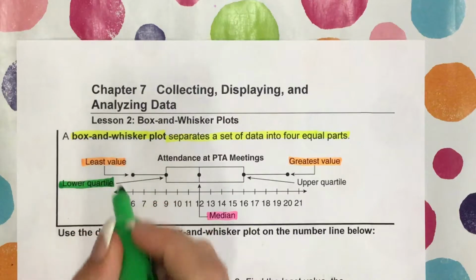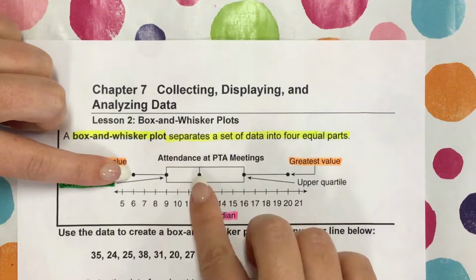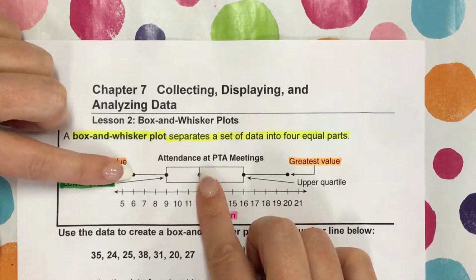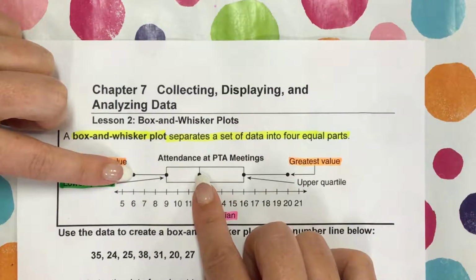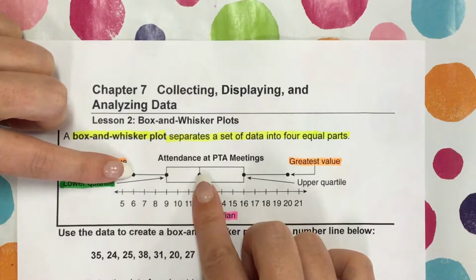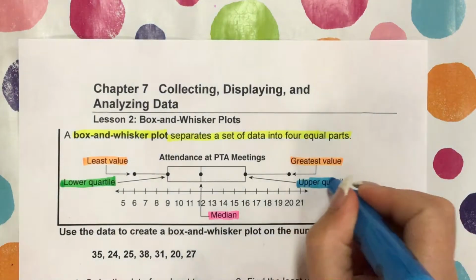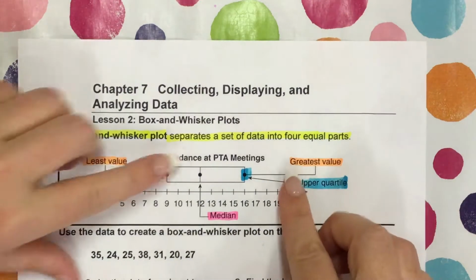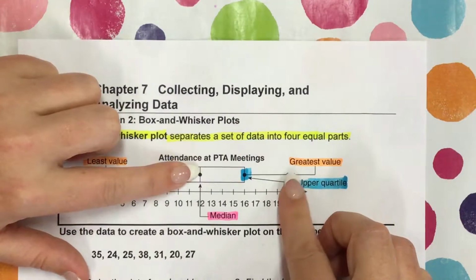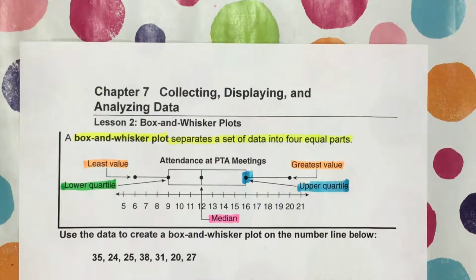One way I can describe the lower quartile is, if you take the least value and you take the median, it's kind of like the median between the least value and the median. So it's the median of these values. And the upper quartile, right here, is really the median between the median and the greatest value. So we're gonna go ahead and look at some problems and see how this works.